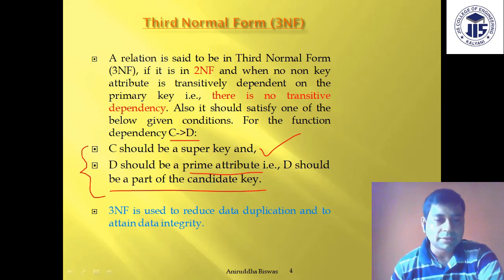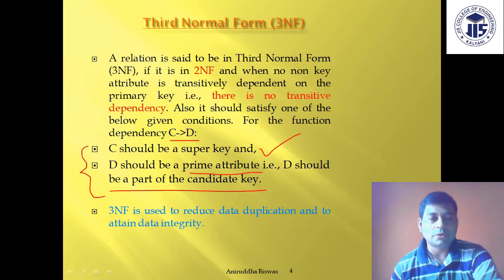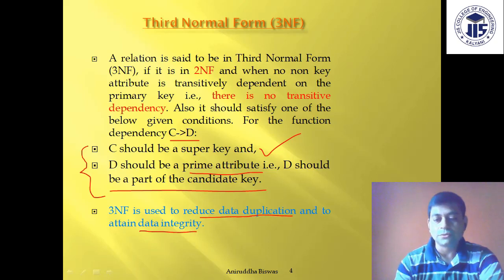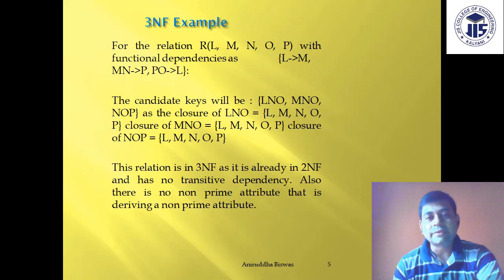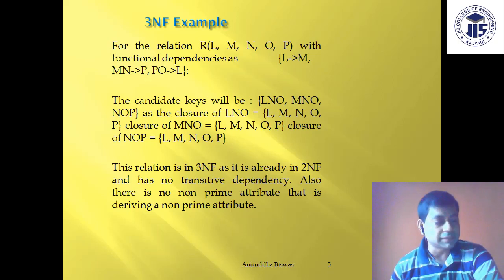If we are clear with that, then we need to know in what type of application we say that it is 3NF compatible. 3NF is used to reduce data duplication and to attain integrity. So, to attain integrity and reduce data duplication, 3NF is used. Now let's give an example of 3NF, where the determinant should be a super key and not a non-key attribute. To exemplify that, let's discuss this particular example.